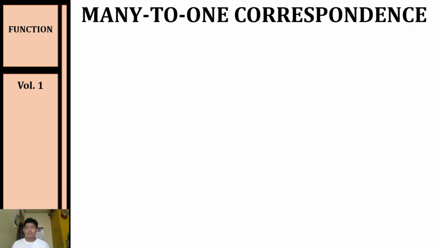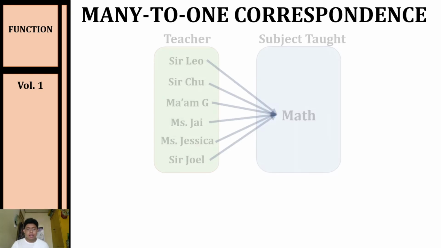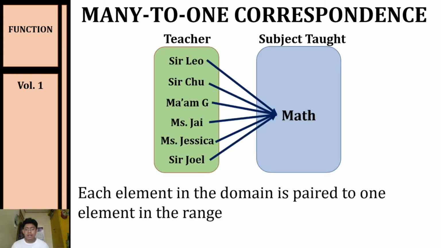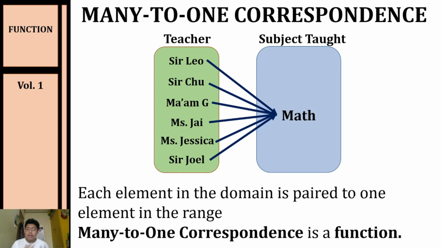Next type is many-to-one correspondent. A many-to-one correspondent is each element in the domain is paired to one element in the range. So this is one example of many-to-one correspondent. Okay, take note that a many-to-one correspondent is a function.